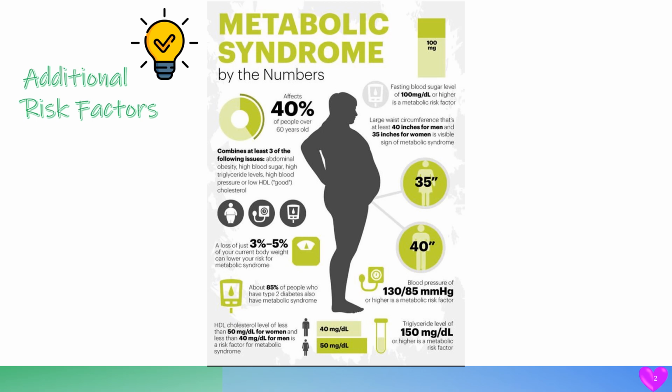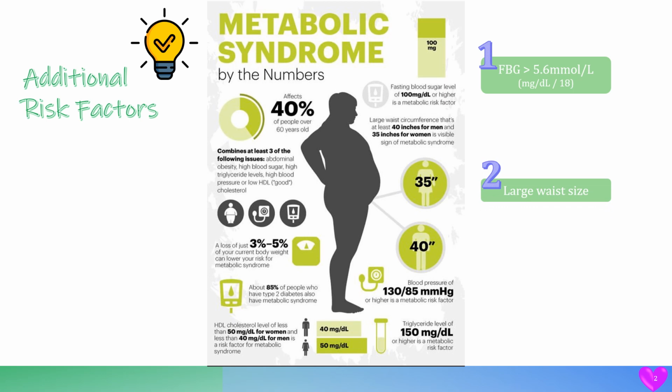So there are a few hallmarks that we want to explore further about metabolic syndrome. And one of them is really the fasting blood glucose that is more than 5.6 millimoles per liter. If you want to convert that to the US units, you have to multiply it by 18. The person would present with a large waist size, like the picture, the silhouette in the poster over there.